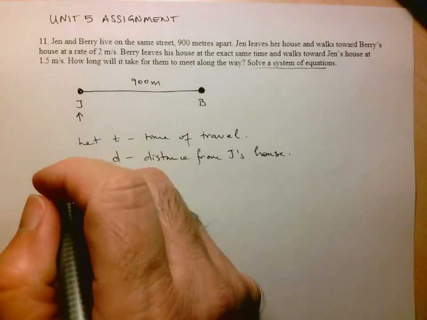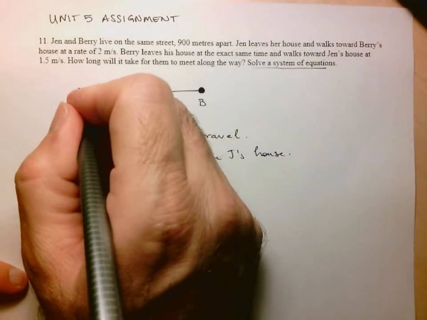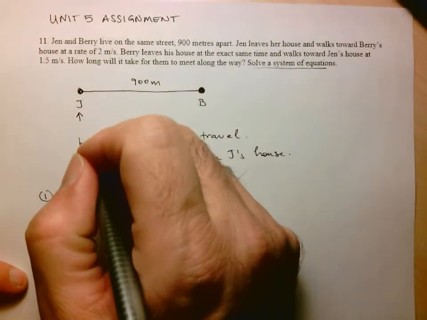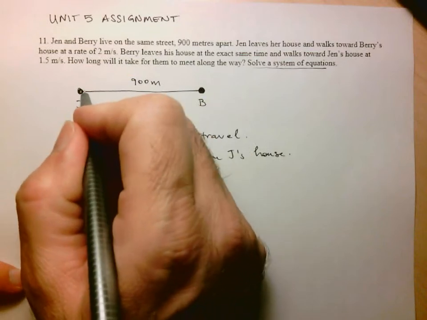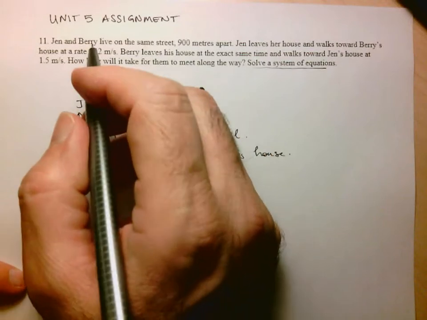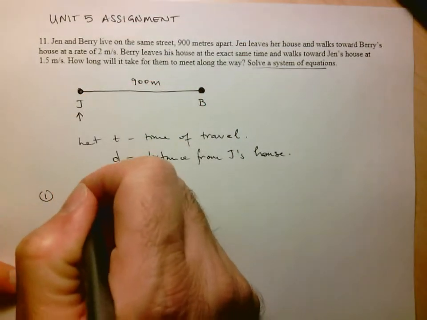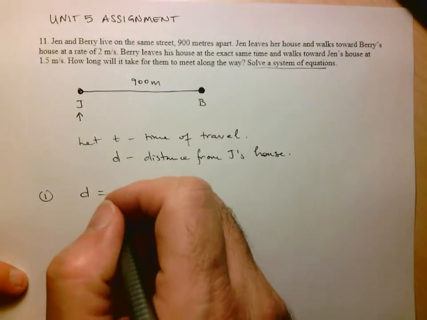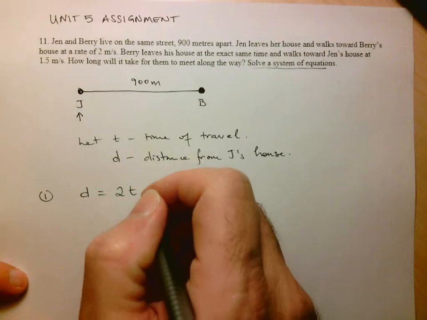So what's Jen doing? Equation 1 will be for Jen. Jen starts at her house and is moving away from her house at a rate of 2 meters per second. Since her distance from her house is getting larger, that rate of change should be a positive one. So we have distance equals, well, rate of change represents slope, so m times my variable, so it's going to be 2t plus b.